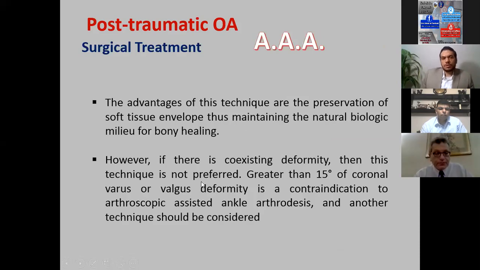Another indication in advanced osteoarthritis is arthroscopic ankle arthrodesis, or arthroscopic-assisted fusion. The advantage is that we keep the soft tissue envelope, and so we have higher and earlier fusion rates. It can be applied to ankles without major deformity. Any varus or valgus deformity greater than 15 degrees is a relative contraindication for the arthroscopic technique.